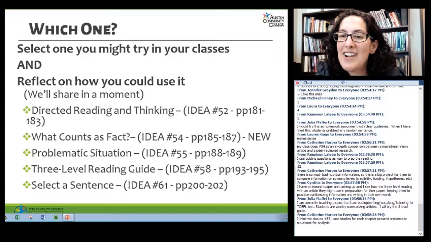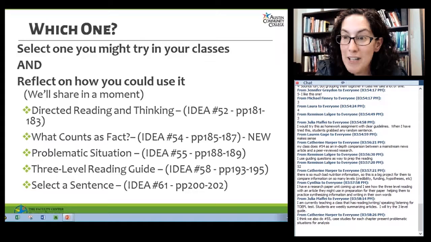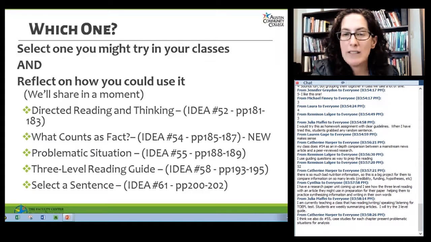Julia says she's currently teaching a class that has reading, writing, speaking, listening for the TOEFL test. And students are weekly summarizing articles. Okay, so you've got articles that they have to summarize, so maybe that 3-level reading guide, instead of just summarizing randomly, to get them to be looking specifically for facts and for interpretations and for applications. I think that sounds great.